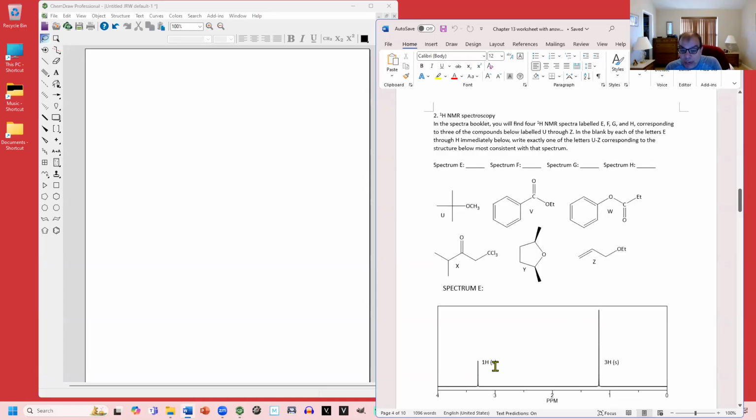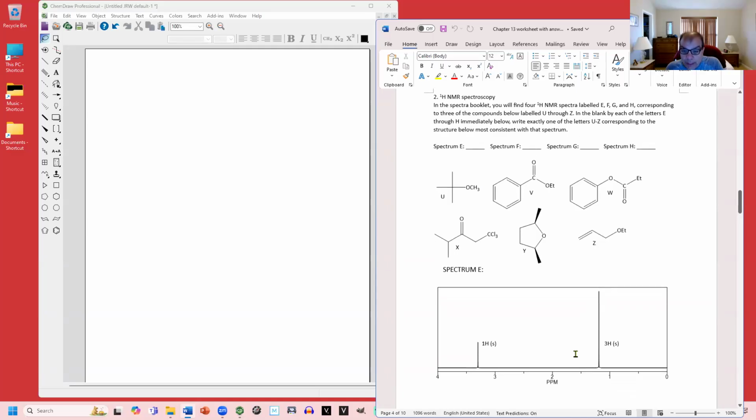And so the 1H resonance is for the 3 H's in the OCH3 that we would expect to be further downfield because of the electronegative oxygen atom. And then the 9 equivalent hydrogens in the tert-butyl group are going to be the one with a 3 times larger integral at about 1.3. So the spectrum E must be compound U.